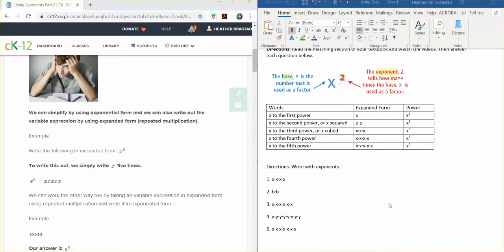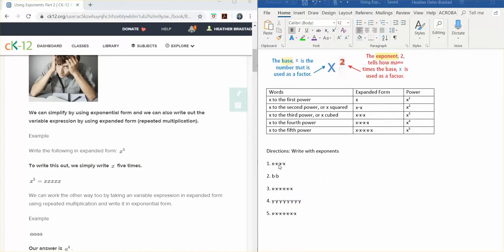The first part of your worksheet, you are going to write these with exponents. Right now, they're in expanded form. You're going to change it to exponential form. So you need to write the base, and then the exponent will be how many times this has been repeatedly multiplied. And you can count them out. I'm going to do number 2 because it's easy for me to count those b's.